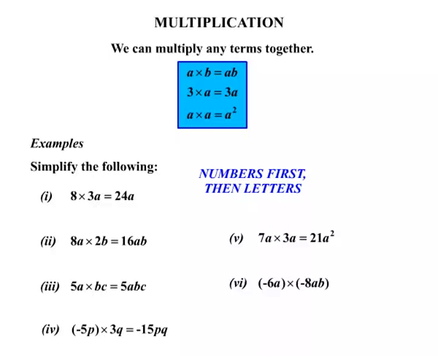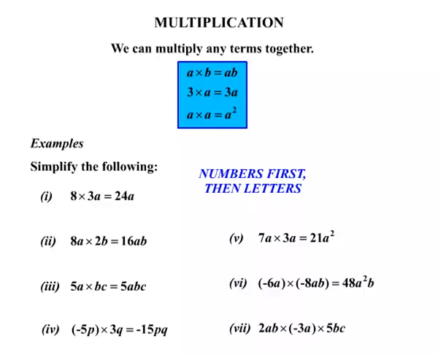Negative 6a times negative 8ab. Let's do our numbers first. Negative 6 times negative 8. Well, two negatives make a positive, and 6 8s are 48. Then, looking at our letters, we have an a times another a, which we can write as a squared, and then we have a b, which we'll write down. So our answer there, 48a squared b.